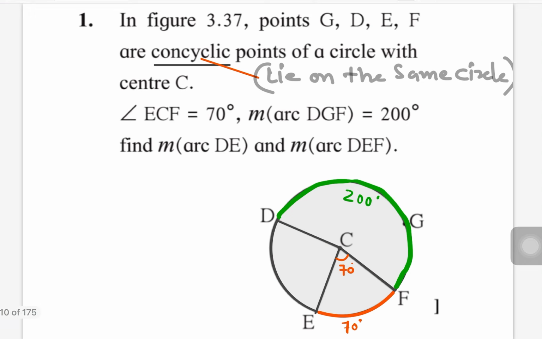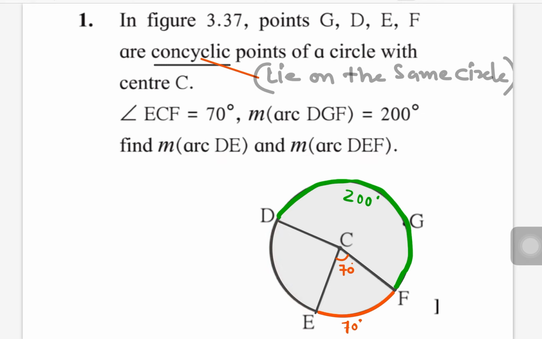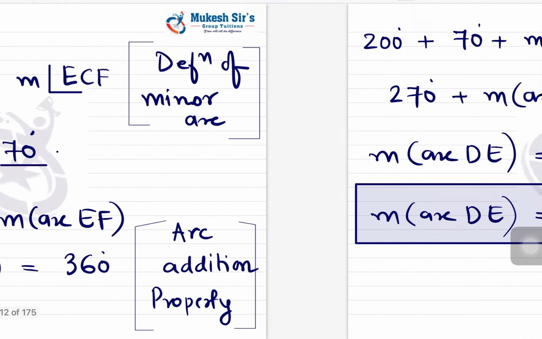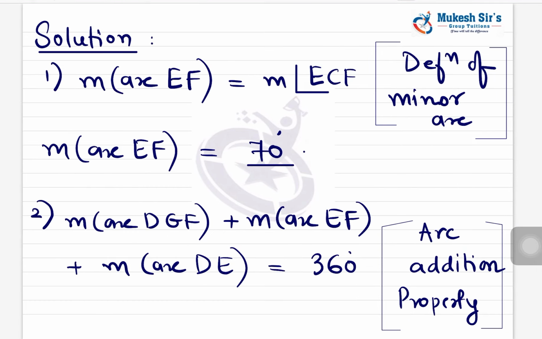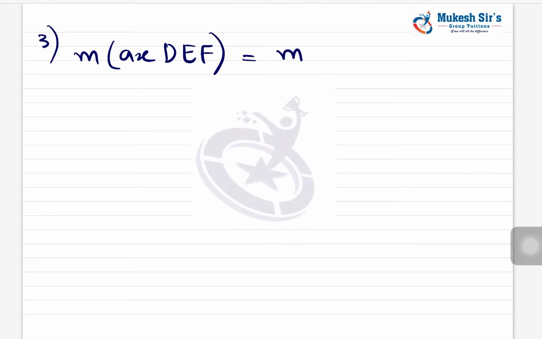You have two questions, find the measure of arc DE and measure of arc DEF. Now DE I got 90, right? Then how do I find measure arc DEF? I want DEF. So this is 90 and this is 70. So 90 plus 70 becomes 160. So how do you express that? The next step is measure arc DEF is equal to measure arc DE plus measure arc EF.